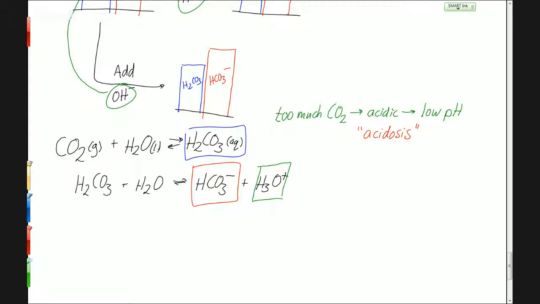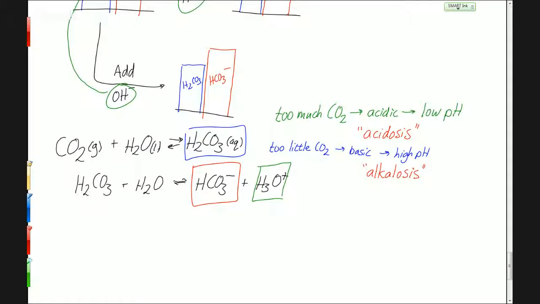And the opposite also can happen. If you have too little CO2, that's going to become too basic, and it's going to go too high of a pH. And that's called alkalosis. So that's what happens if your blood gets too basic.